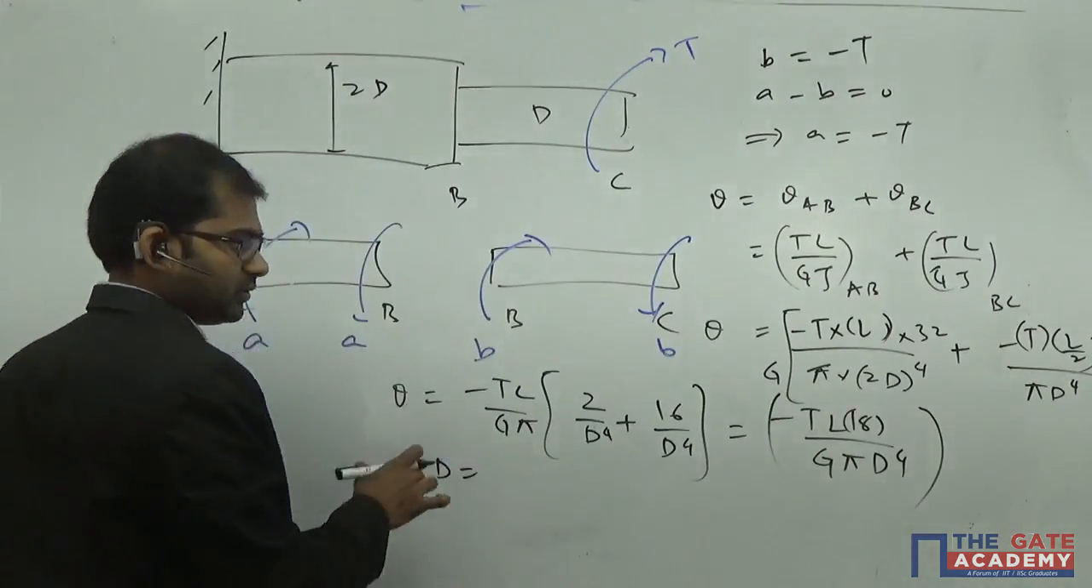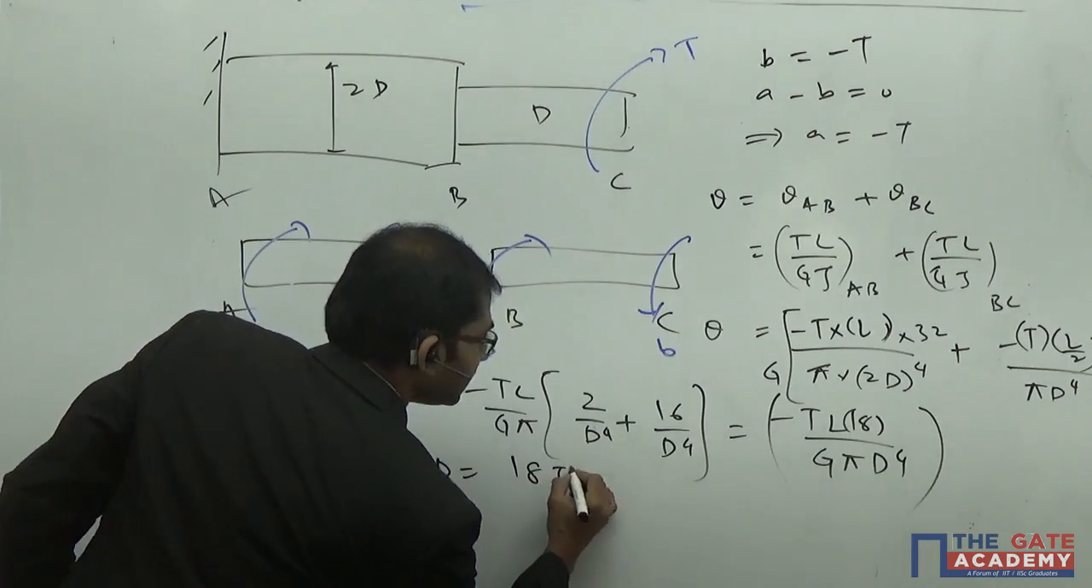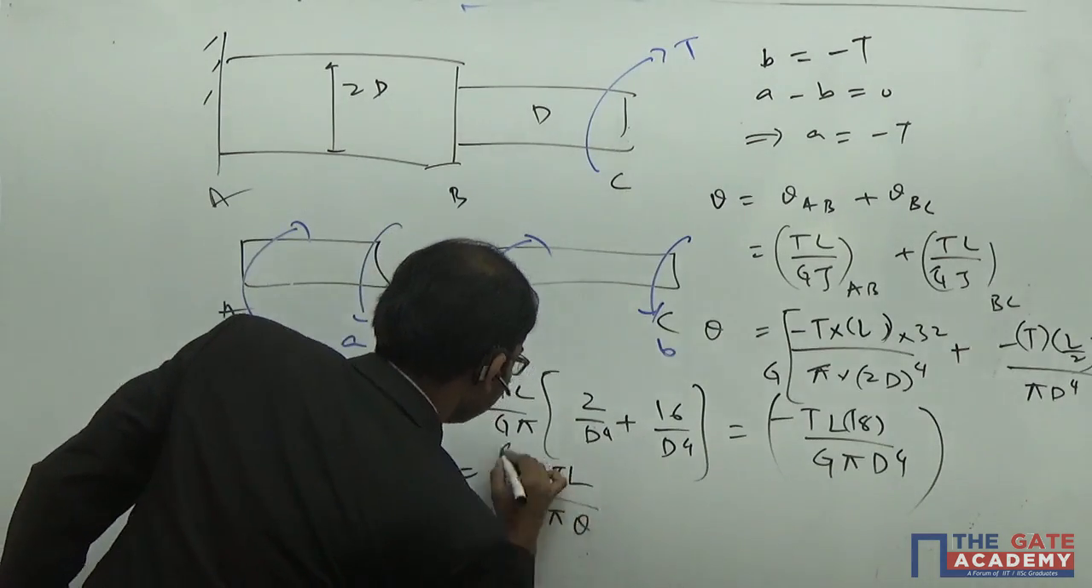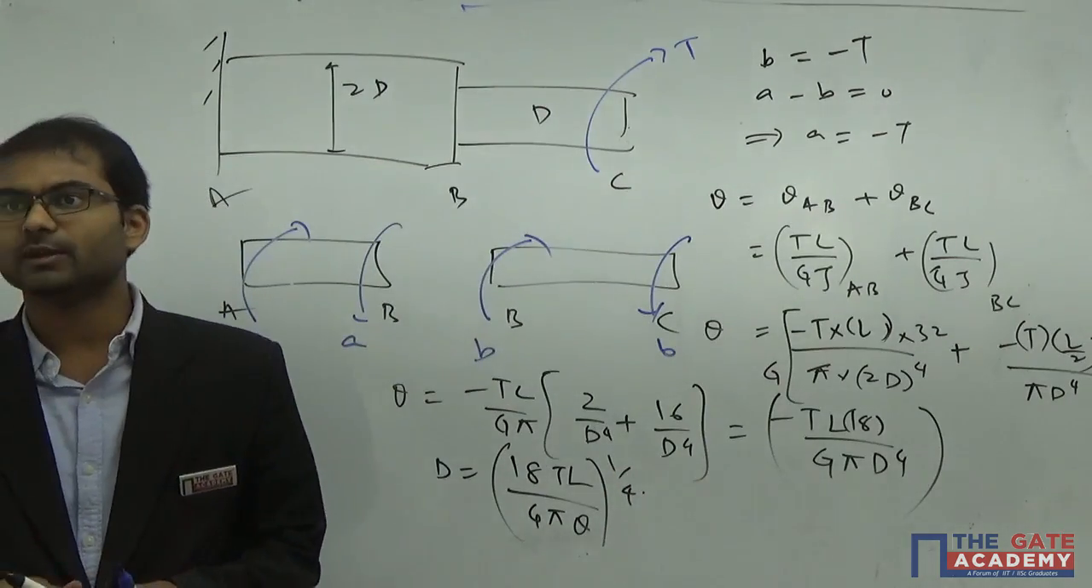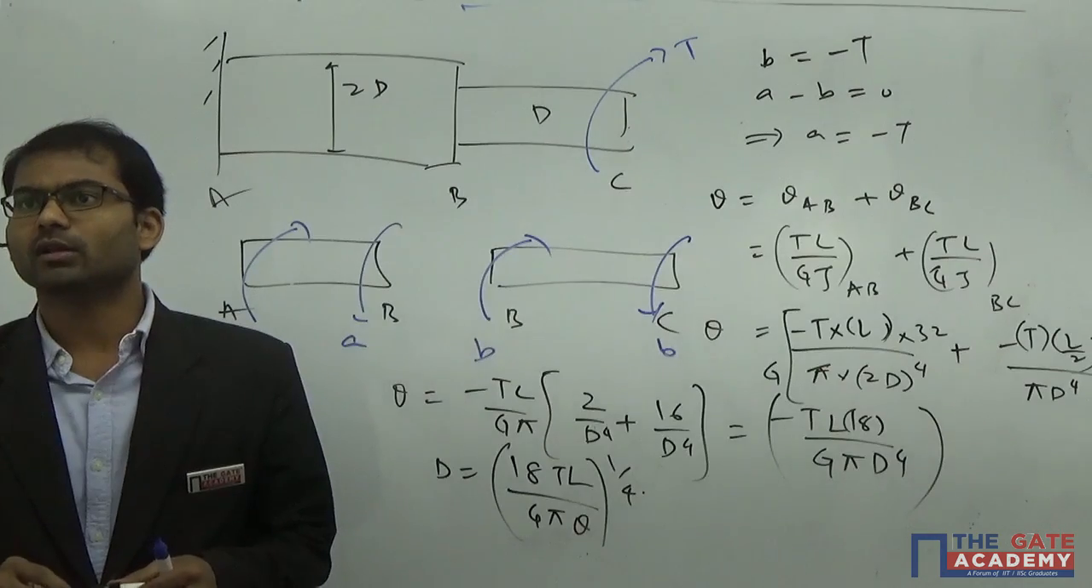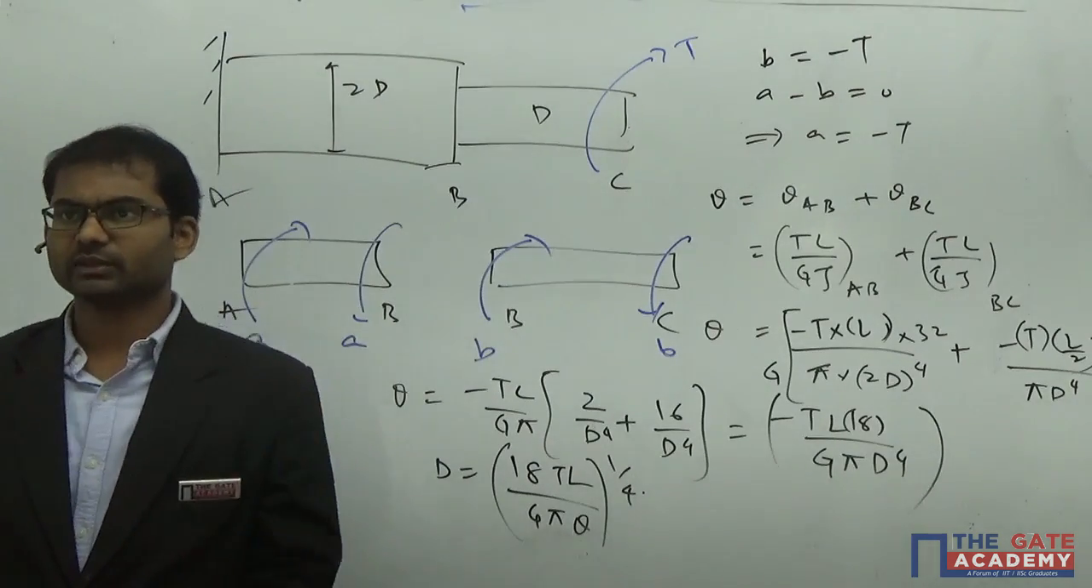So the magnitude of D which is required is equal to 18 TL by G pi theta, whole power of 1 by 4 here. So the answer will be given by B here. I hope everything is clear to all. Any doubt in this one, everybody?